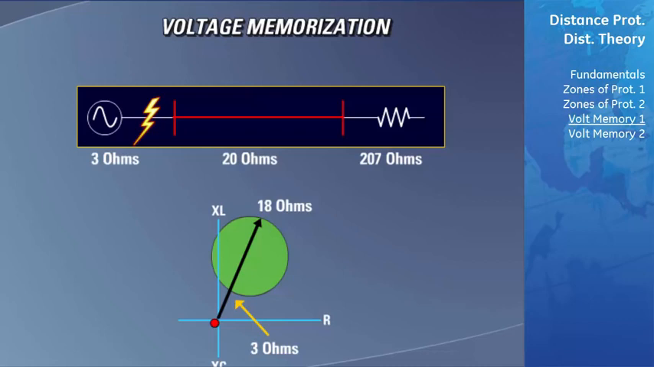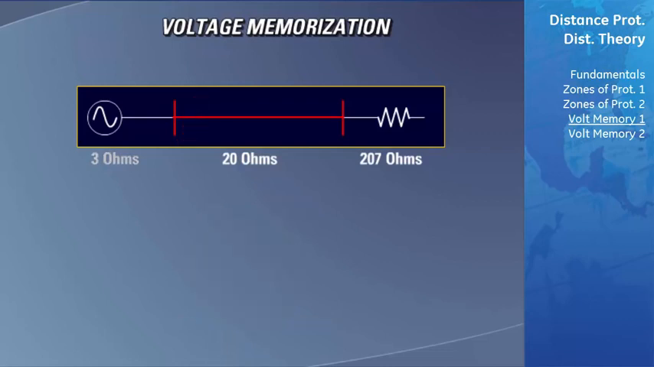Careful consideration needs to be taken when using the voltage memory polarization and expansion mho element for protecting transmission lines that are powered by a weak source with a very high source impedance.